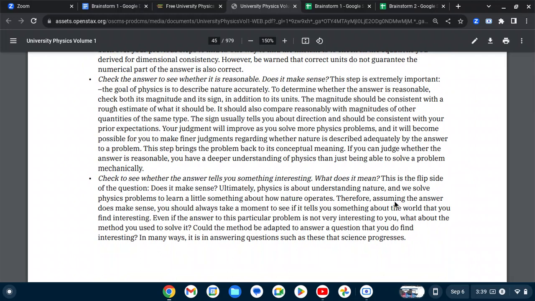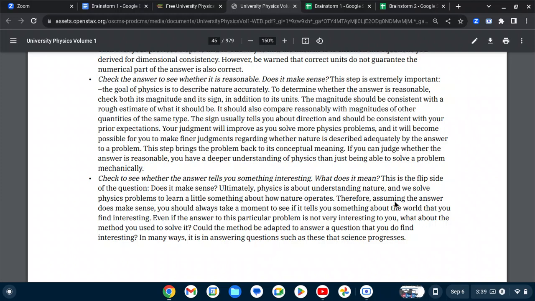Your judgment will improve as you solve more physics problems, and it will become possible for you to make finer judgments regarding whether nature is described adequately by the answer to a problem. This step brings the problem back to its conceptual meaning. If you can judge whether the answer is reasonable, you have a deeper understanding of physics than just being able to solve a problem mechanically.